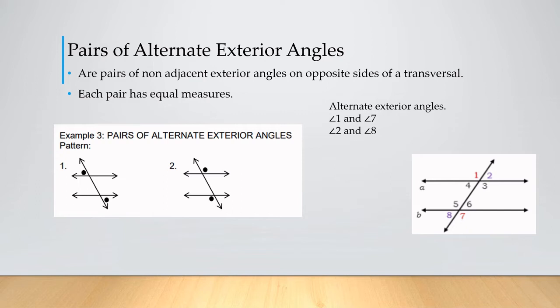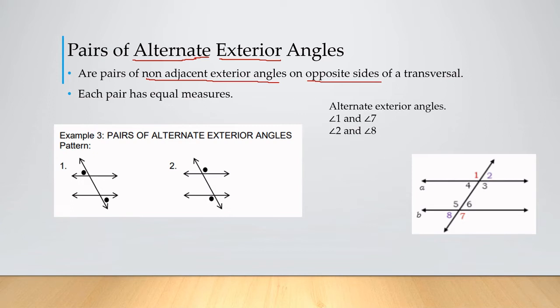Number 3 is the pairs of alternate exterior angles. Pag sinabing alternate, they are opposite. Pag sinabi namang exterior, nasa labas. So, these are pairs of non-adjacent exterior angles on the opposite side of a transversal. So, each pair has equal measures.